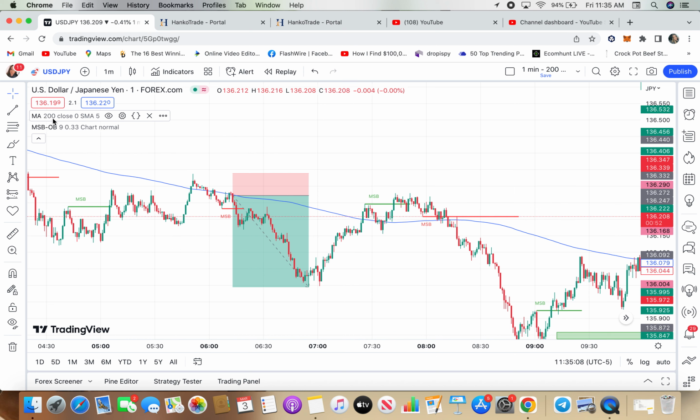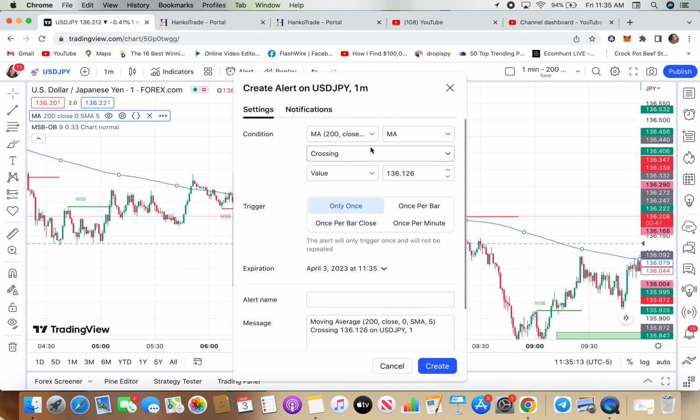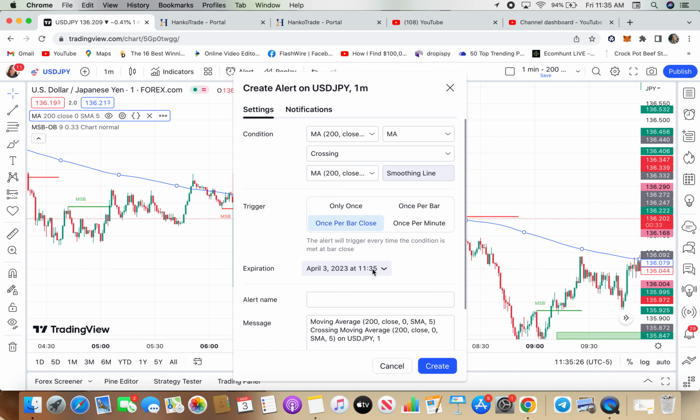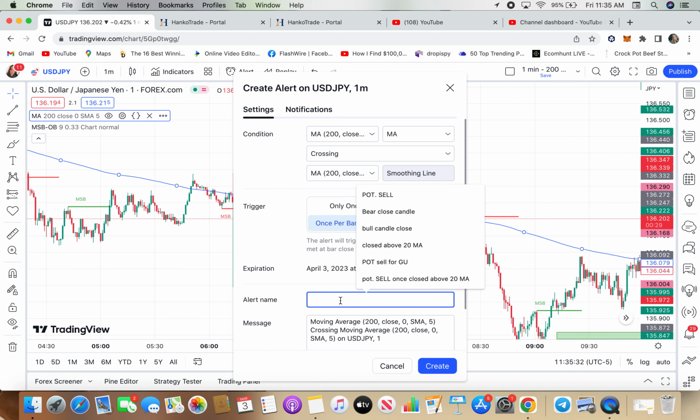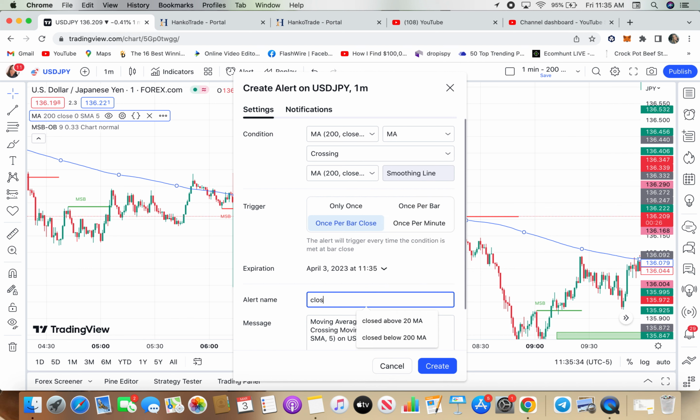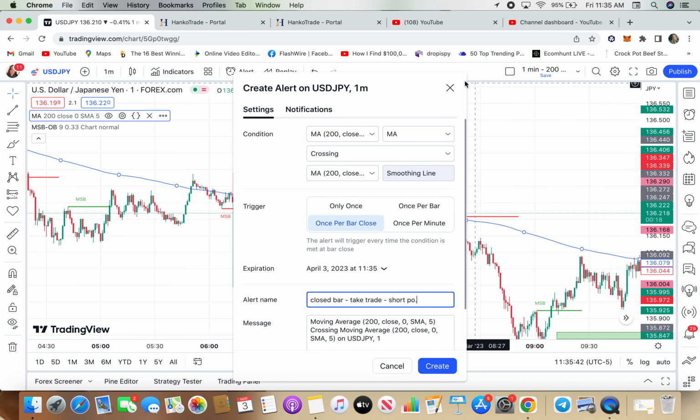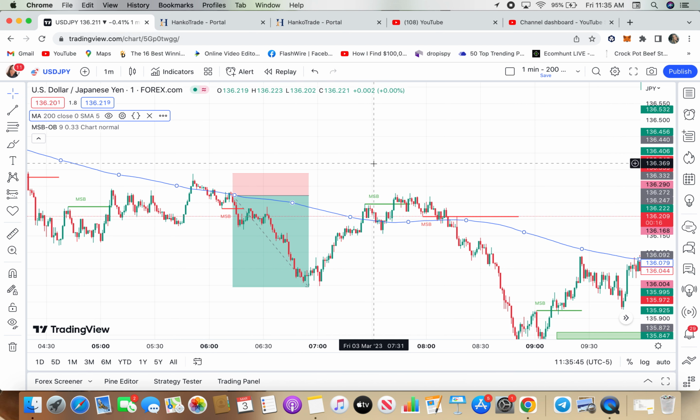If you go to your 200 indicator, and you go more, you can set the alert right here. Now you're going to pick the 200. You want to do once per bar close, because you want to make sure a bar is going to close below or above before you enter a trade. Yes, it can go up and down, kind of waffle along it, but you know what I mean. So you can click create and label it like close bar, take trade, a short position, something like that.